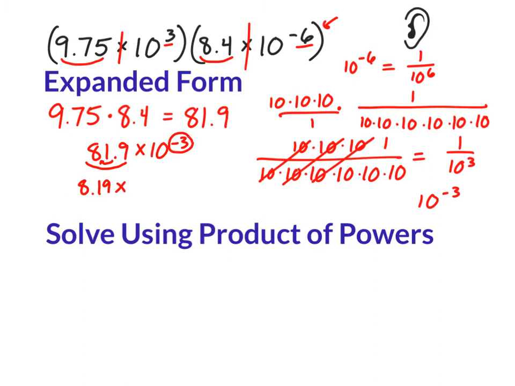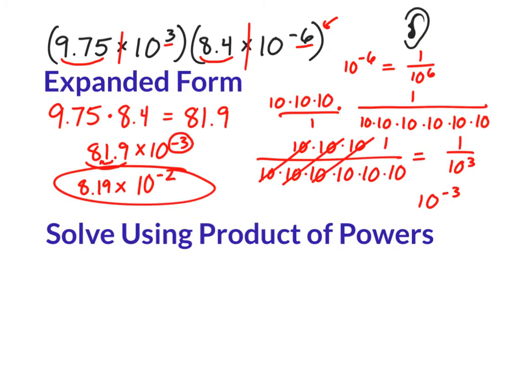So 10 to the power of negative 3 becomes 10 to the power of negative 2, because negative 3 plus 1 is negative 2. All right, so if you don't believe me that that works, that 81 and 9/10 times 10 to the power of negative 3 equals 8 and 1900ths times 10 to the power of negative 2, check it on your calculator.